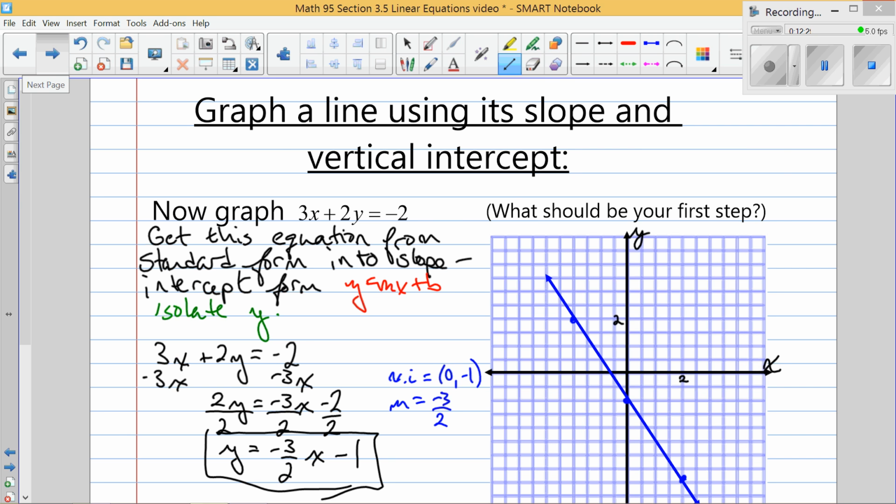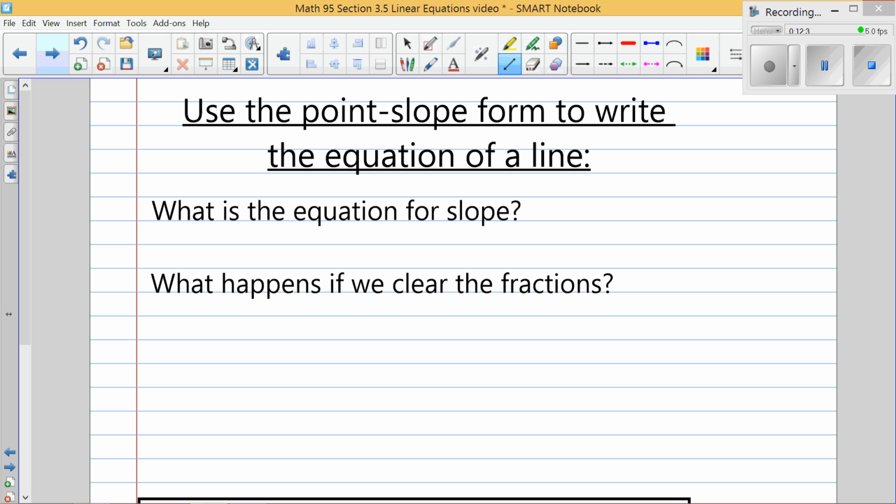So, the next thing I'd like to do is introduce something called point-slope form. So, first I want to show you where it comes from, and then we will use it, and then we will take a break. So, I want to start by talking about the equation for slope. You guys might remember that the equation for slope is m equals y2 minus y1 over x2 minus x1.